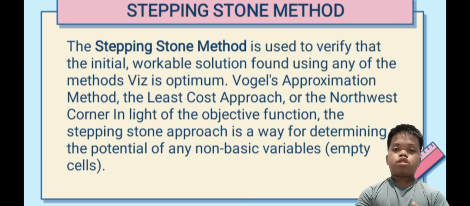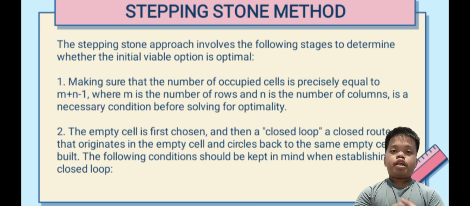The stepping stone approach involves the following stages to determine whether the initial viable option is optimal. First is making sure that the number of occupied cells is precisely equal to m plus n minus 1, where m is the number of rows and n is the number of columns. This is a necessary condition before solving for optimality.